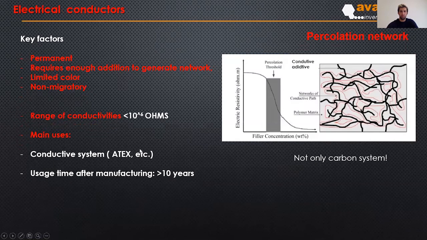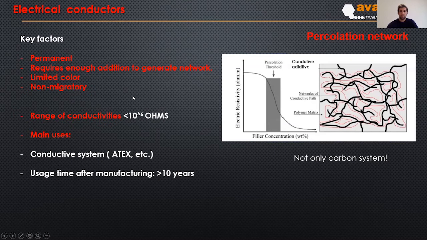The last one, and not the least important, generates the conductivity directly by an electrical conductor. In this case, we are going to generate a net inside of the polymer with a conducting system. The typical conducting system is carbon black or graphene. You need to connect one part to the other with this network. The advantage of this is that it is permanent.